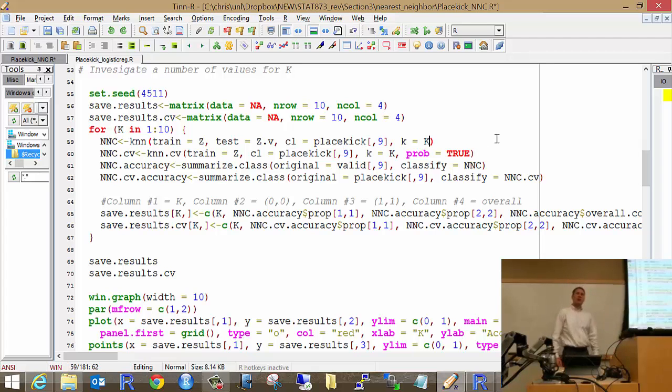Prob equal true, remember, those give us the probabilities that it should be classified into the failure population, or the probability classified into the success population. We don't need that here. We're not actually looking at those probabilities.